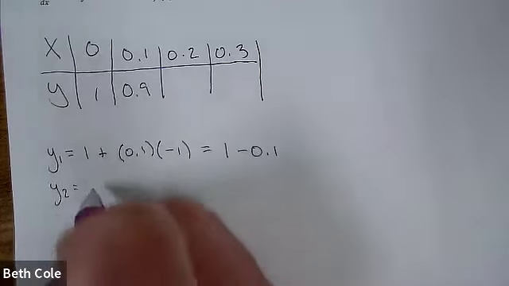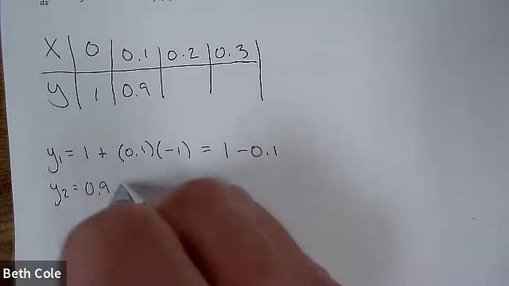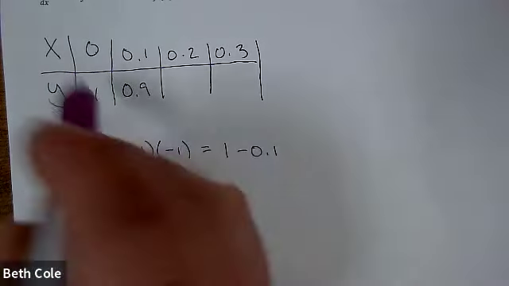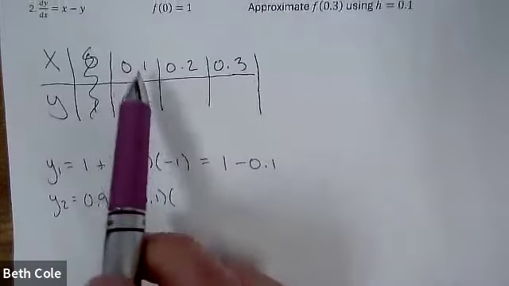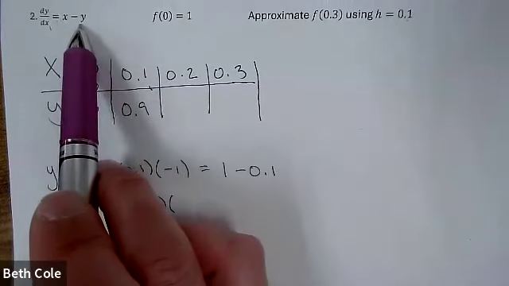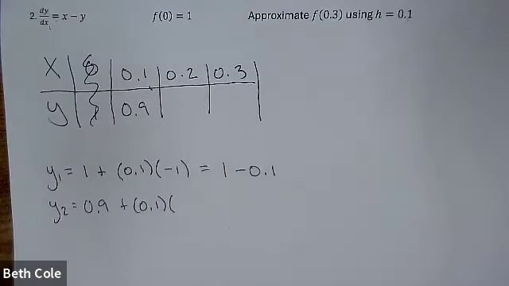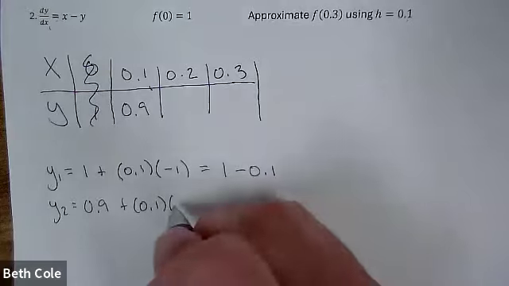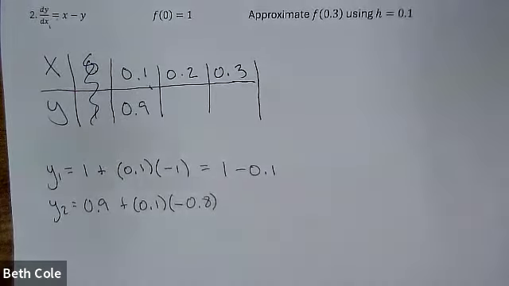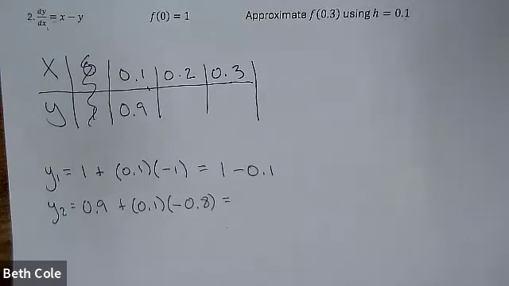How will this one start? Yeah, 0.9 plus 0.1, and then I want the derivative at the previous point. So I want to plug in 0.1 for x and 0.9 for y. So 0.1 minus 0.9, -0.8. Getting my calculator ready here. All right, I'm going to type all of that in.